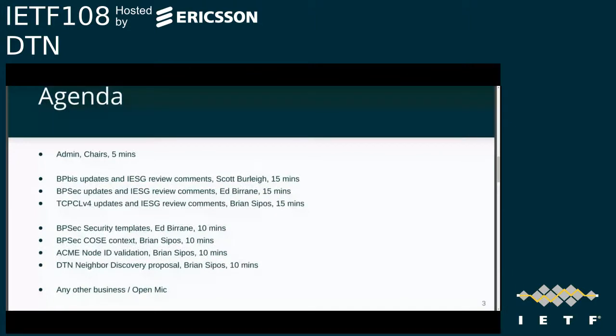So, the agenda. The agenda doesn't quite add up to our full time, but I've split it into 3 sections, well, 4 sections, including this waffle phase. The first 3 sections cover the 3 major documents that are still in IESG review: the BP-BIS, the BP-SEC, and the TCP-CL version 4. We are all, as a working group, waiting for resolution to the discusses raised by a couple of the IESG reviewers, in particular Benjamin Kaduk, if I've pronounced that correctly. I know the authors have worked hard to address a lot of these discussions. There have been uprevs to the documents.